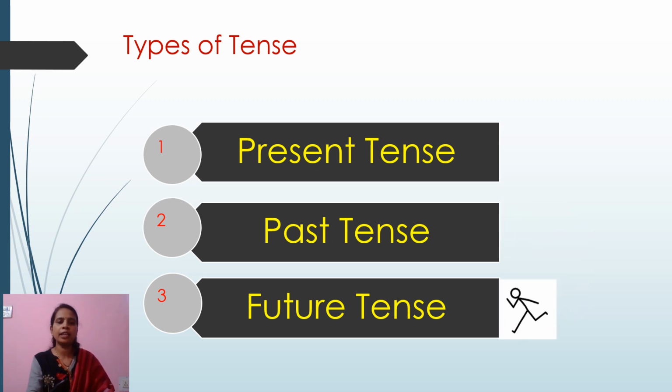As the name indicates, present tense means a tense which indicates some present action, past tense where the action has taken place and future tense when the action is going to take place in future.